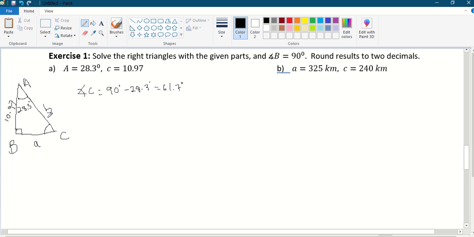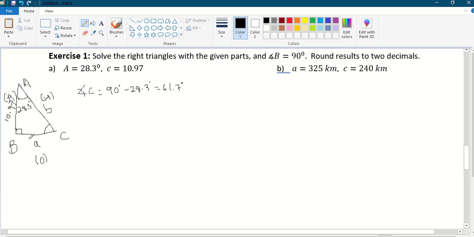It doesn't matter which order we find them. Let's say we decided to solve for a first. In order for us to solve for a, again for right angle triangles, we need to use SOHCAHTOA. Sin theta is opposite over hypotenuse, cos is adjacent over hypotenuse, and tan theta is opposite over adjacent. So from the perspective of 28.3 degrees, a here is our opposite. B is the hypotenuse, we know that's the longest side opposite the right angle, and 10.97 here is our adjacent.